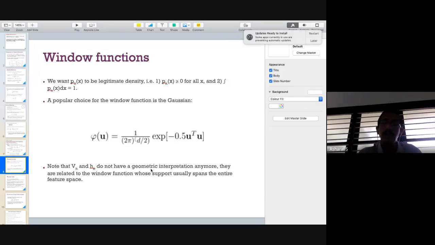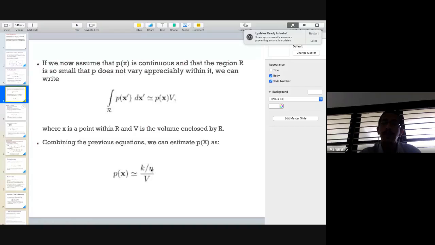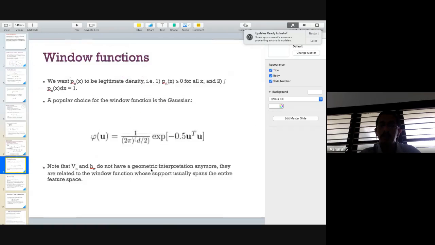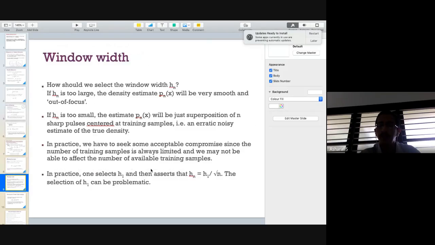In Parzen window, we fix the volume, we count the number of successes within that volume, and then based on the number of points, you do an estimation. This is an example, and a Gaussian windowing function is a popular choice. How do we select window width? If the window width is too large, the density estimation will be very smooth and out of focus. We will not have anything there.